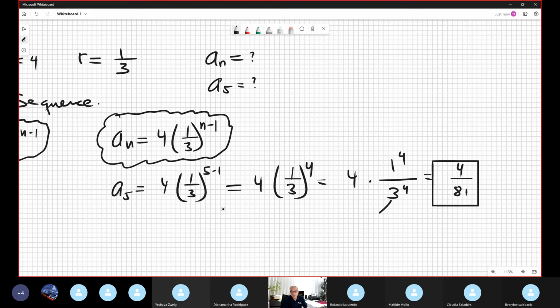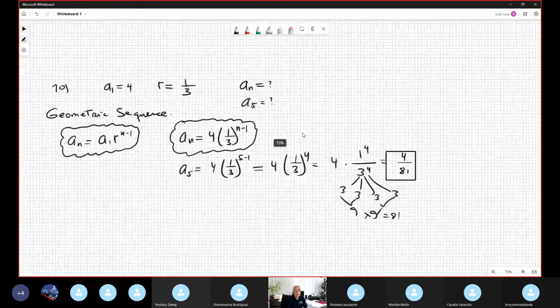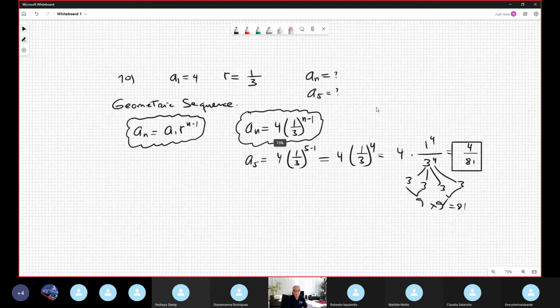The 4th power is 3 times 3 times 3 times 3, no? And 3 times 3 is 9, and 9 times 9 is 81. And now the 4 is there. This is the answer. Clear? Geometric sequence. It's clear. Yes. Let's do another geometric sequence, and that's it for today.